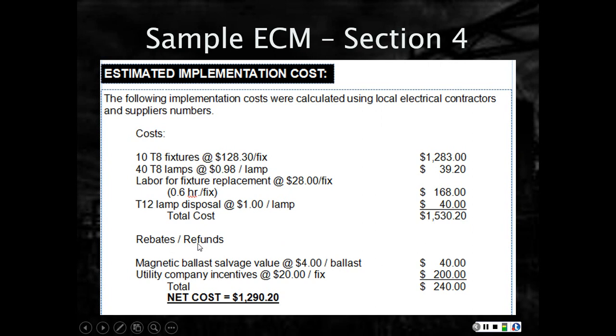Now, we did some research. There is some rebates and refunds. The magnetic ballasts, if we turn them in, have a salvage value of $4 a piece. That's $40. And the utility company has an incentive of $20 per fixture, or $200. So we have a total refund or rebates of $240, which drops that $1,530.20 down to $1,290.20.